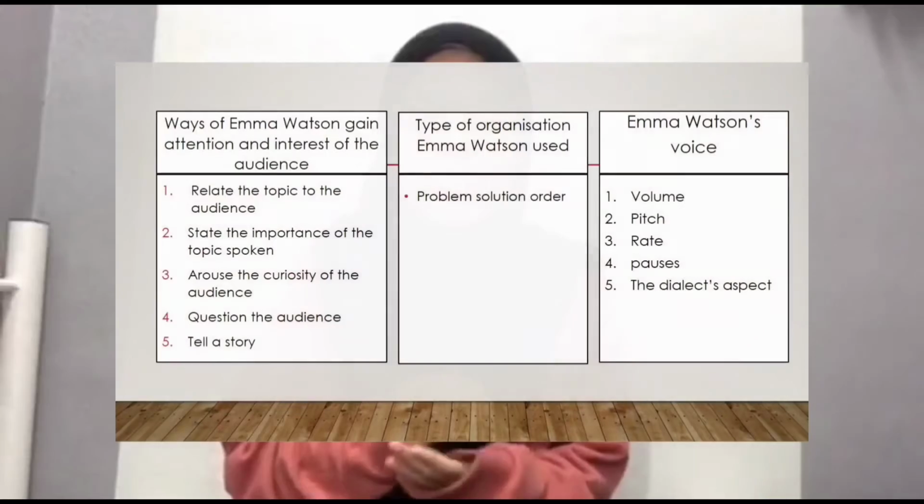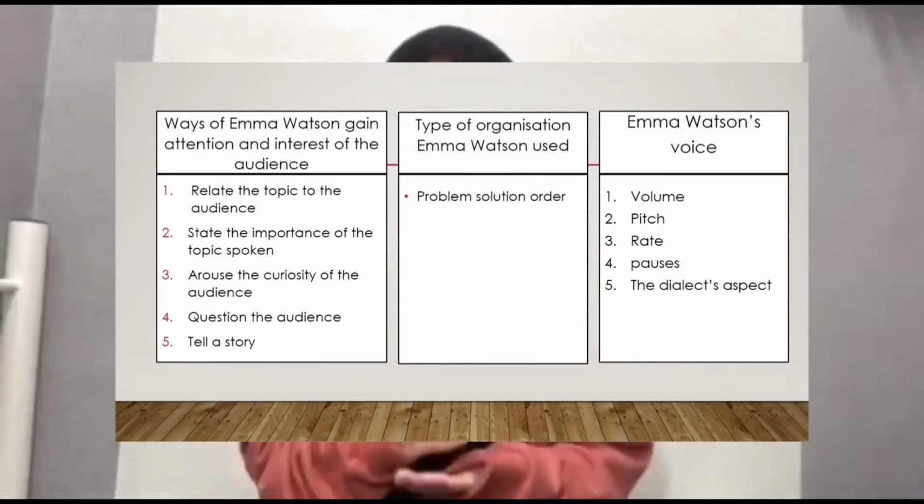Moving on to the next question, which is what type of organization the speaker used. We assume that she used a problem-solution order. In her speech, she stated the problem of gender inequality which affects people around the world if there are no changes made. While at the end of her speech, she encouraged people, men and women, to step up for their rights.